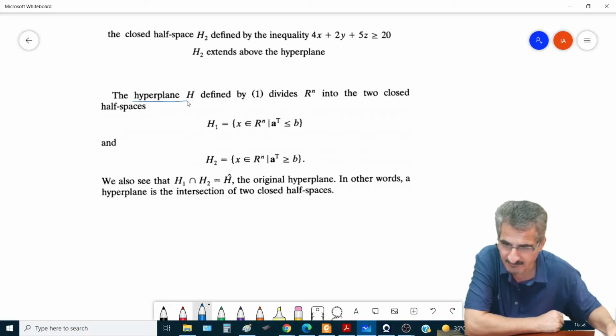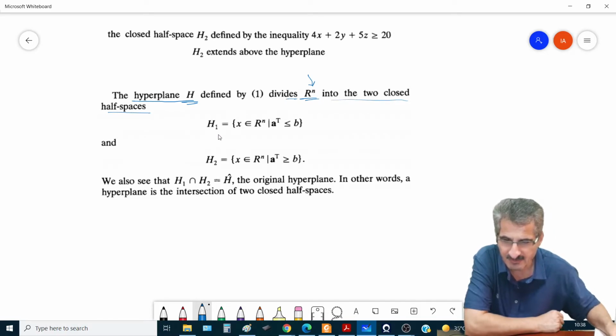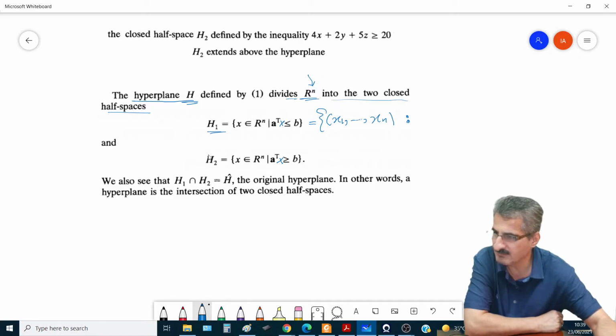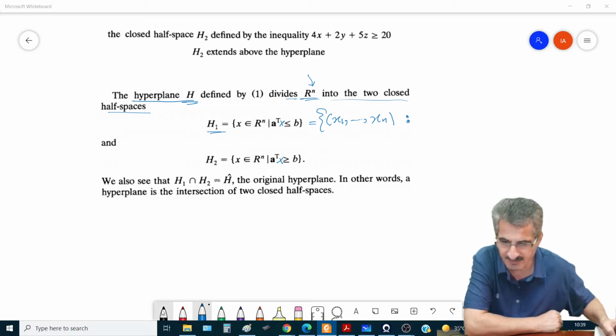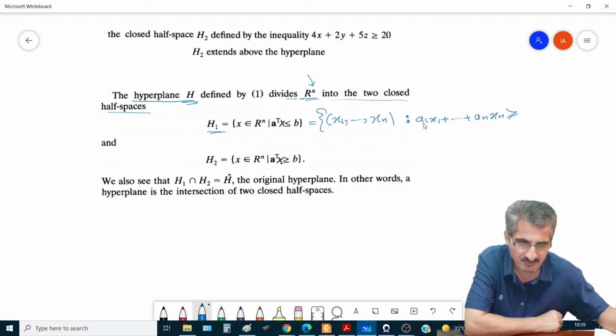Now the hyperplane H in Rn divides Rn into two closed half spaces. The first one, H1, is all points, that means all ordered n-tuples, such that A transpose X is greater than or equal to B. There's an X missing here. I think this is missing in the book, or maybe in the soft copy I have. So we need to fix that. If I go back here, that means A1x1 plus all the way to AnXn is greater than or equal to B.